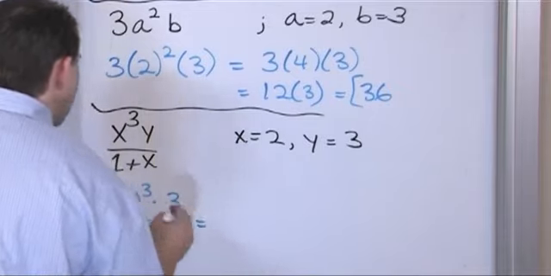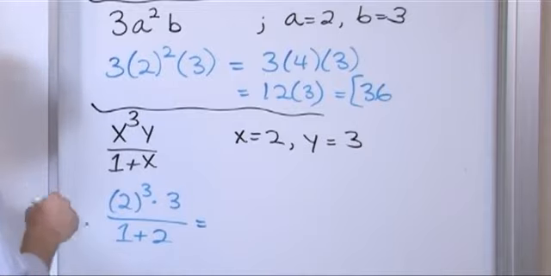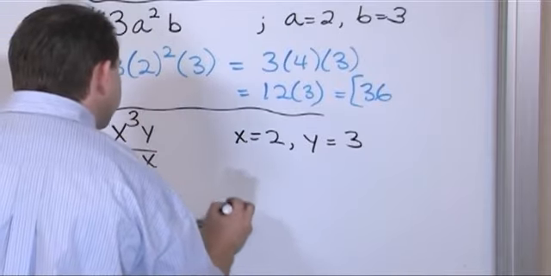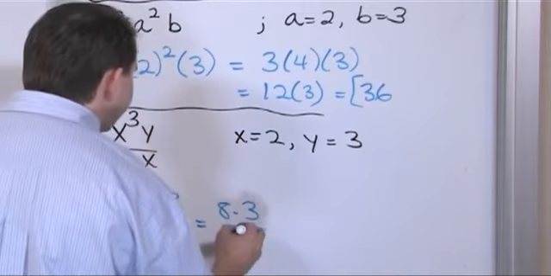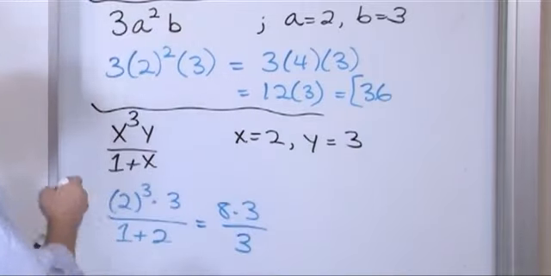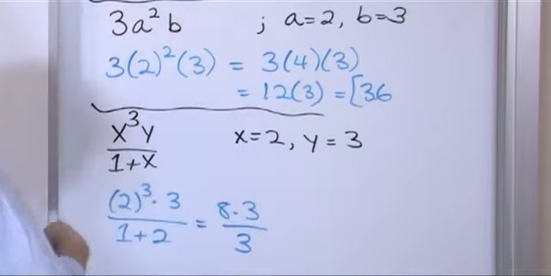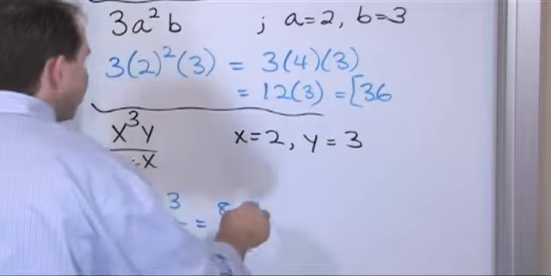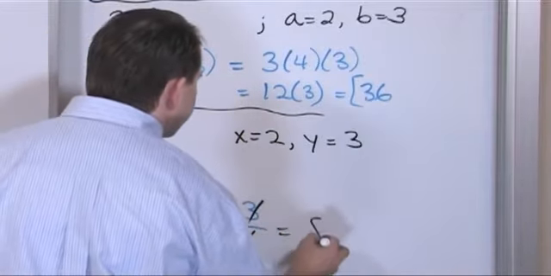And so what we'll have in the top, 2 cubed is 2 times 2 times 2. If you think about that for a second, 2 times 2 times 2 is going to give you 8. You still have times 3 on the top. 1 plus 2, we can go ahead and add that. That's going to give us 3. Now, if you really are sharp here, you could do 8 times 3 is 24. 24 divided by 3 is going to give you 8. But you can also just cancel the 3's here because they're sitting right in front of you, and so the answer is going to be 8.